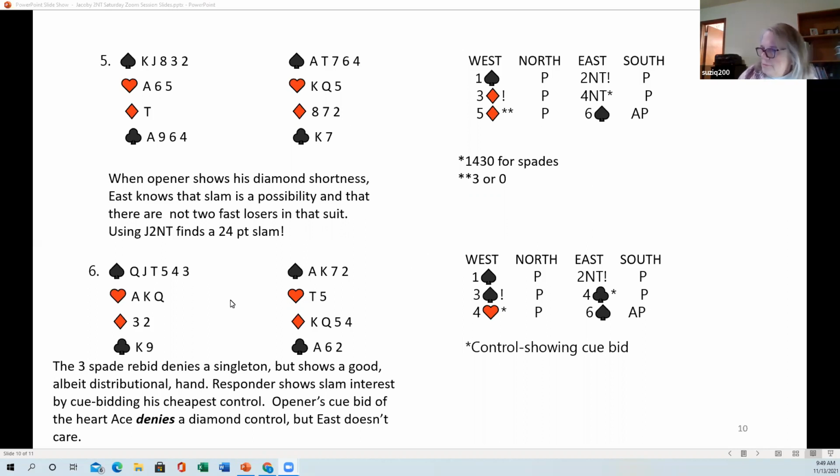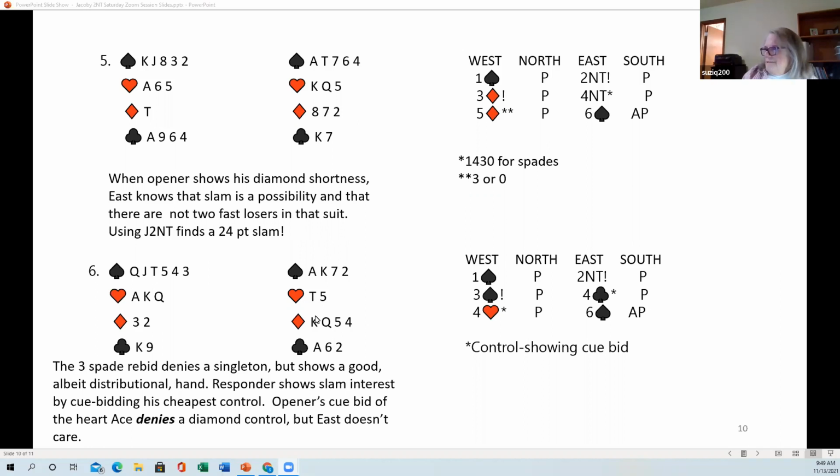Here's another example. 1 spade, 2 no trump. 3 spades. I have an invitational level hand with 6 spades, partner. Well, I had the ace of clubs. What do you think? Well, I have the ace of hearts. What do you think?